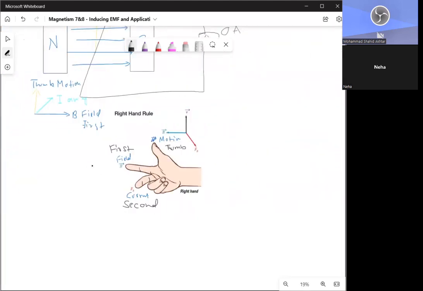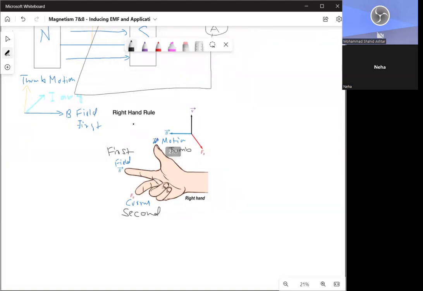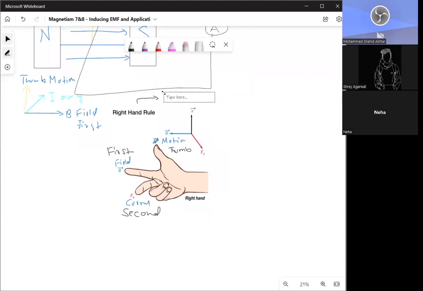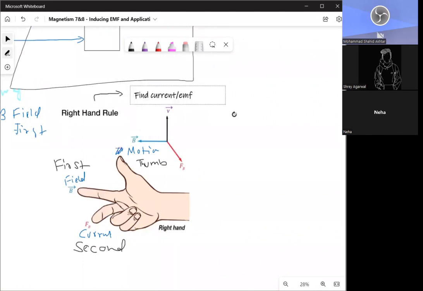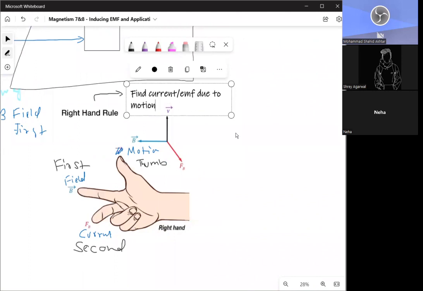What is the right hand rule used for? Shrey? It's used to calculate motion from the field and current, I think. No. You're supposed to find the current, slash EMF, they're the same thing in this case. They are in the same direction. So find EMF slash current due to motion. That's the right hand rule. Neha, read this out. Right hand rule is basically finding current or EMF due to motion.